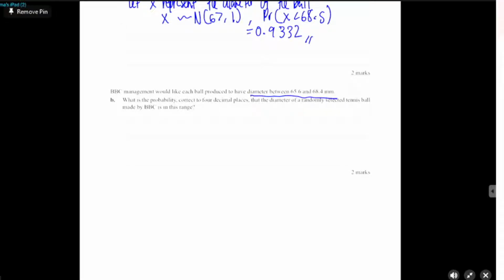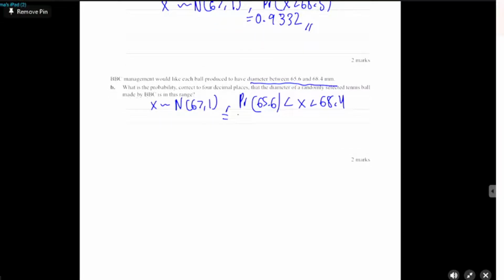And then for this, we would like the diameter to be between those values. So what you're doing is probability x is between 68.4 and 65.6. And then when you solve that, you get 0.8385.